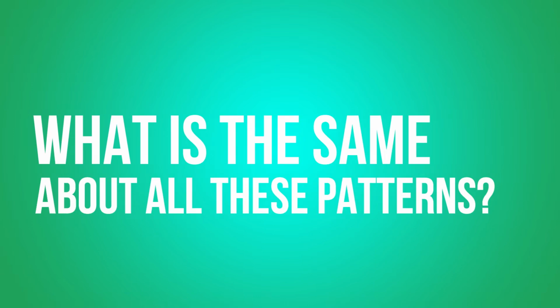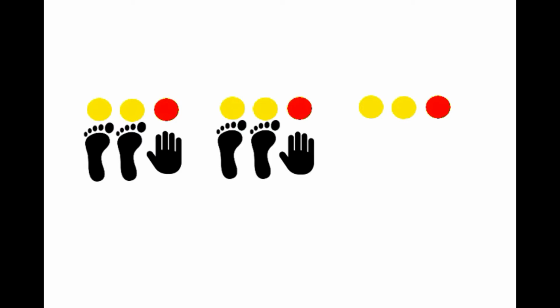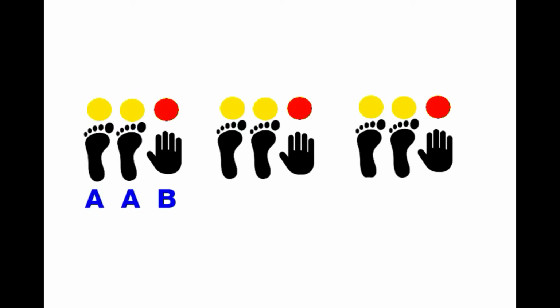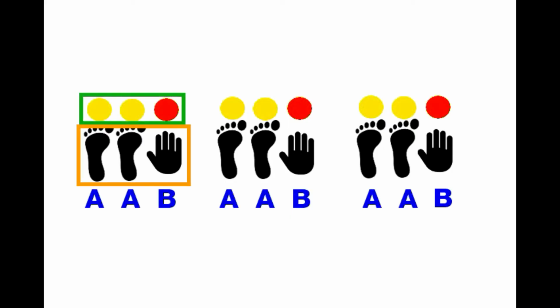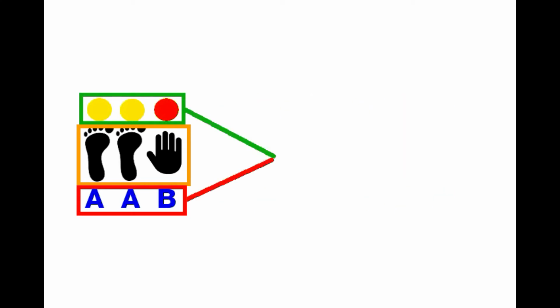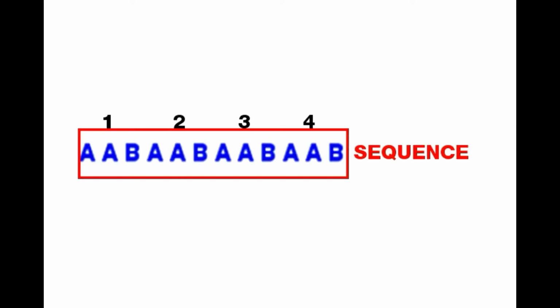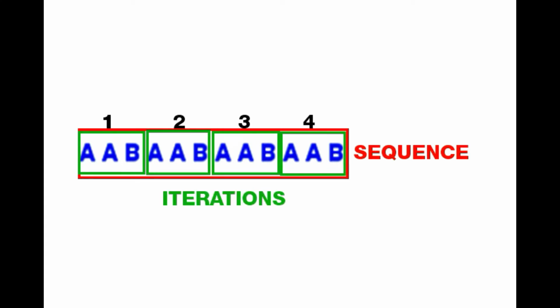What is the same about all these patterns? They have the same number of repeats. And these repeats are called units. When units repeat one after another, it's called a sequence. And a sequence is made up of units repeating in iterations.